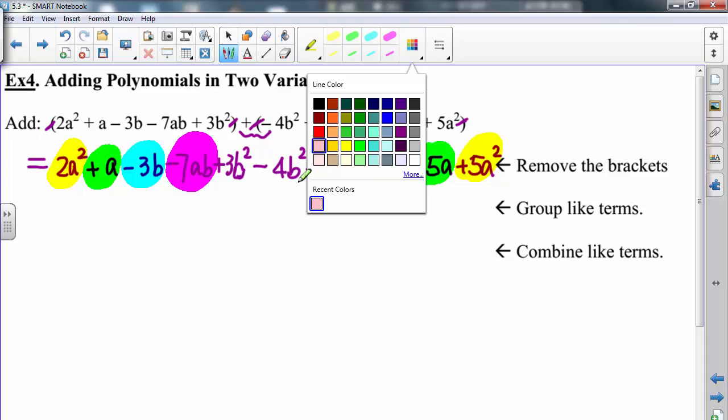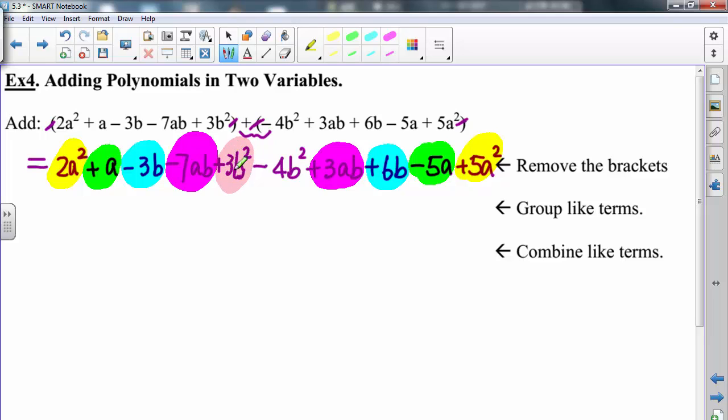Let's use the light pink. Okay, so plus 3b squared. So this one is its like term. So after I find all the like terms, what I need to do is combine the like terms. 2a squared plus 5a squared. 2 plus 5, 7a squared.